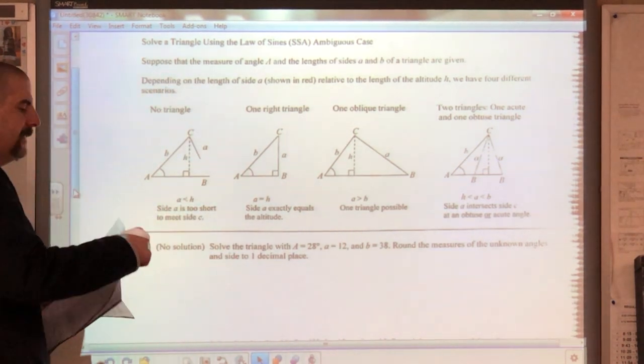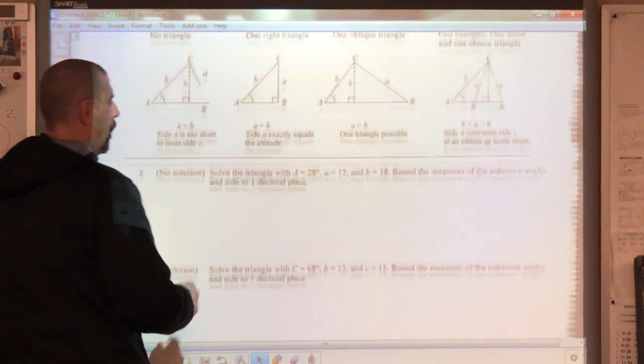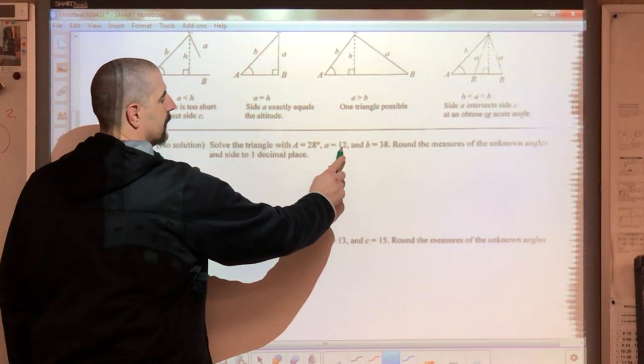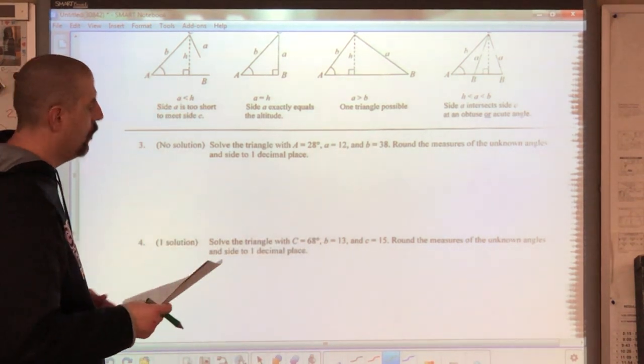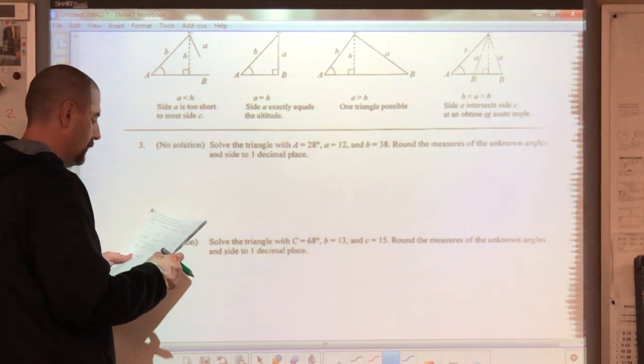Okay, so this first one is an example of no solution. So, solve a triangle where angle A is 28, a is 12, and b is 38. Round measures to 1 decimal place. Now, we know this is no solution. I'm going to show you why, okay?